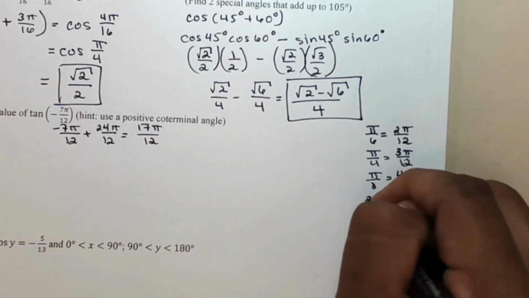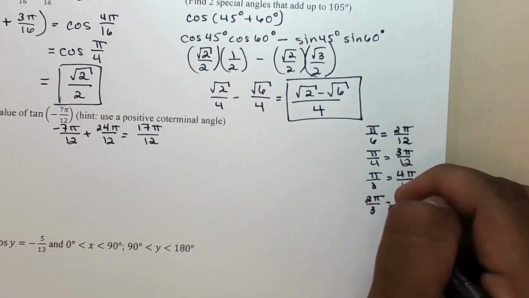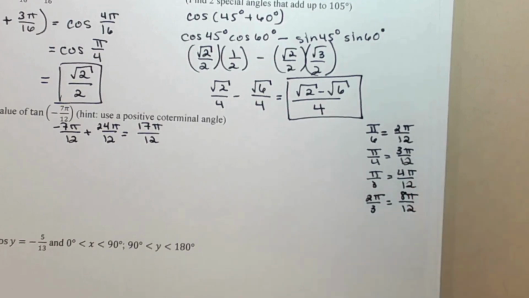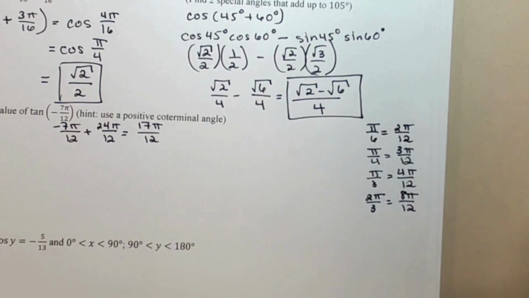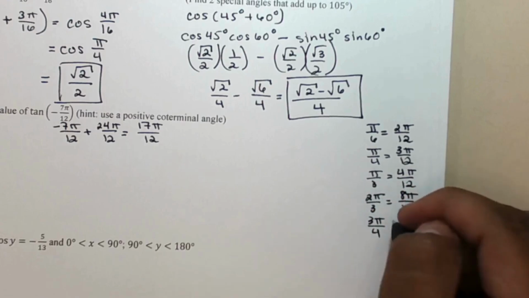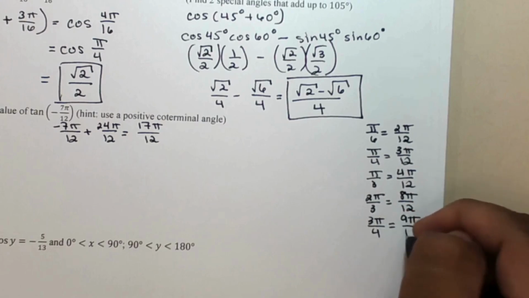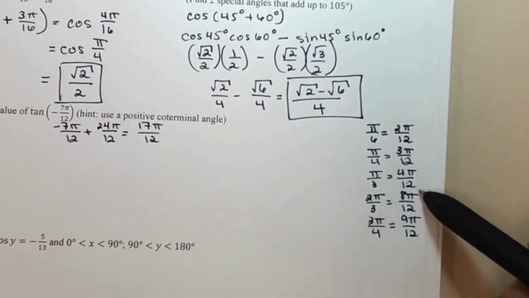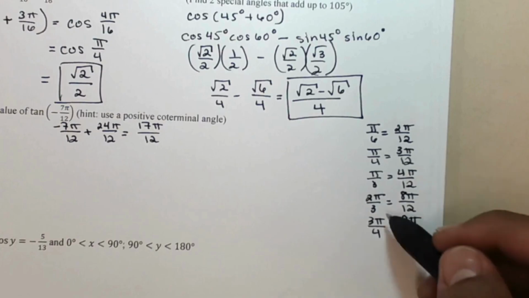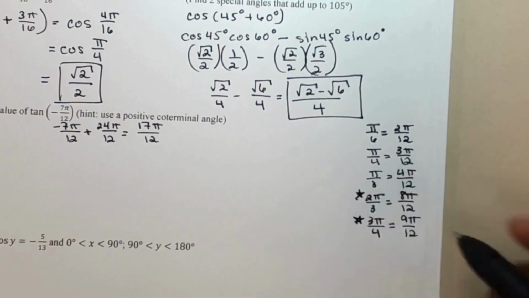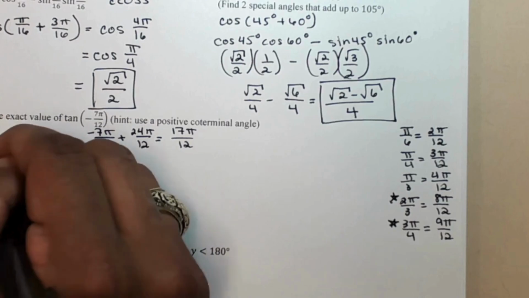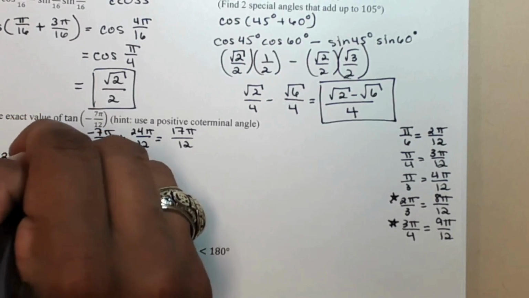So what about 2 pi over 3? Well, if I convert that to over 12, we end up getting 8 pi over 12. Can I add that with anything that can make 17 pi over 12? No. So let's move on to the next one. What about 3 pi over 4? Well, that's 9 pi over 12. Hey, wait a minute. What happens if I add 8 pi and 9 pi? You get 17 pi over 12. So let's use these two angles, 2 pi over 3 and 3 pi over 4, and add those up. So I'm going to take this apart into tangent of 2 pi over 3 plus 3 pi over 4.